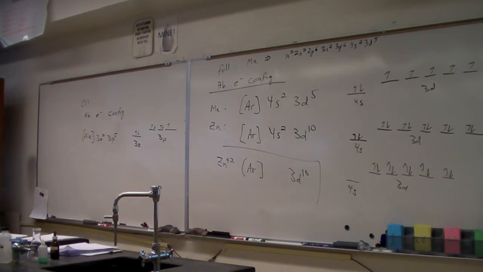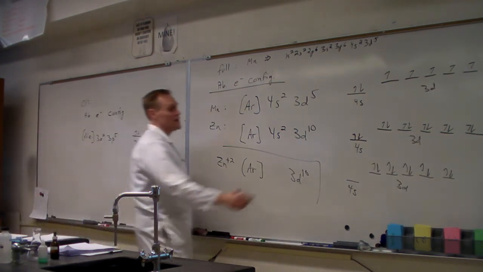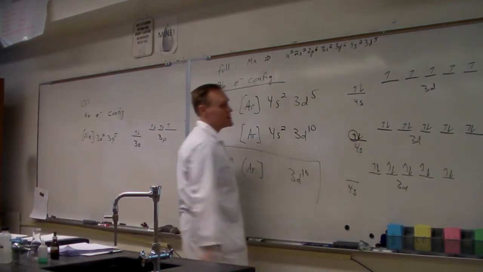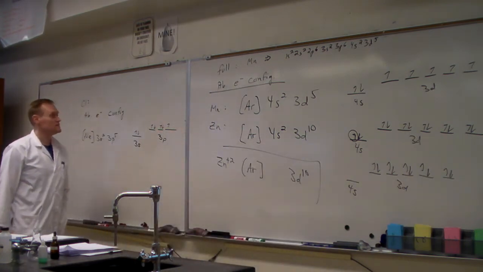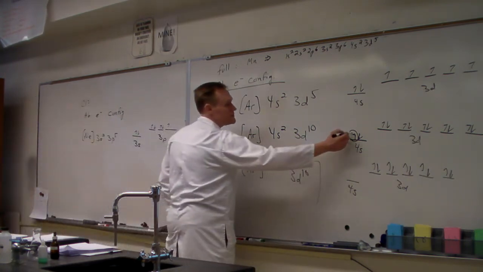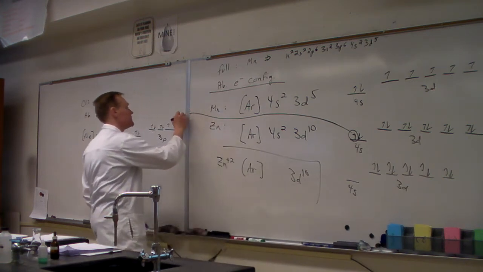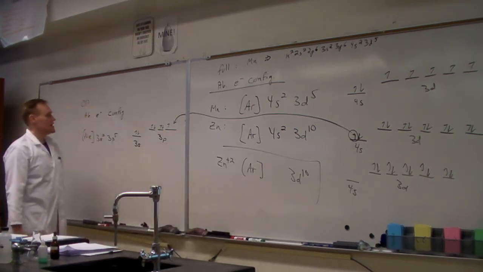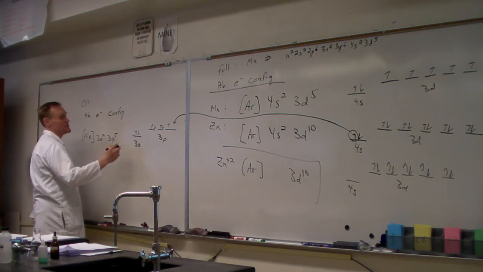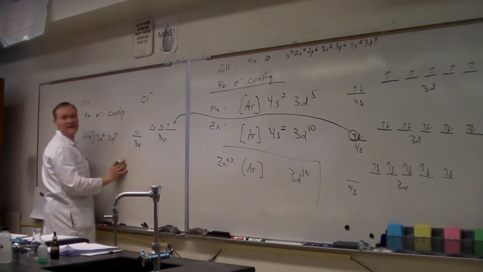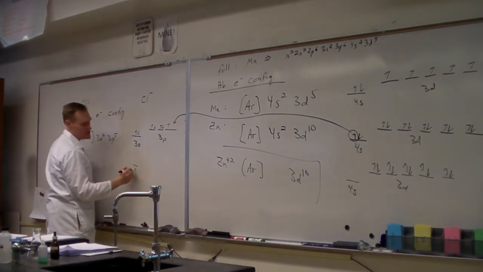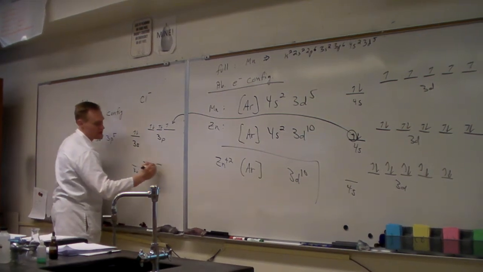So where is this electron going to go? There. And when that happens, this chlorine now is going to become a chloride ion, or Cl-, which would then become 3s2 3p6.